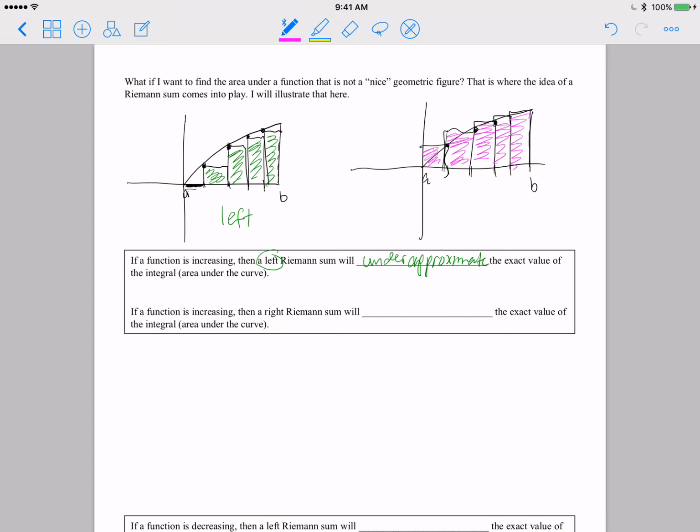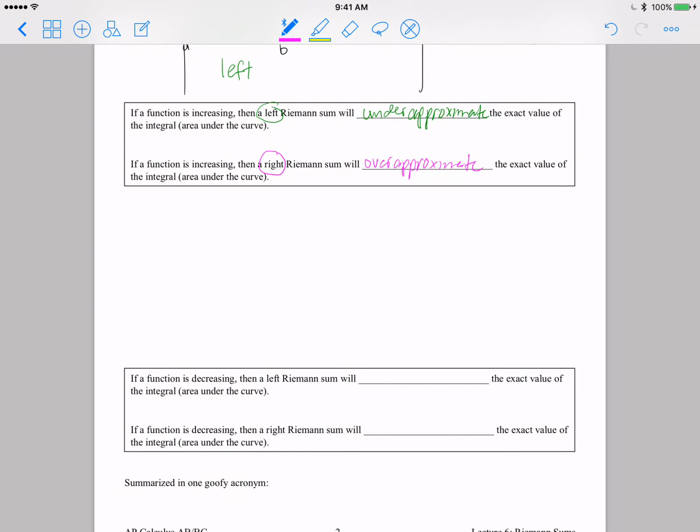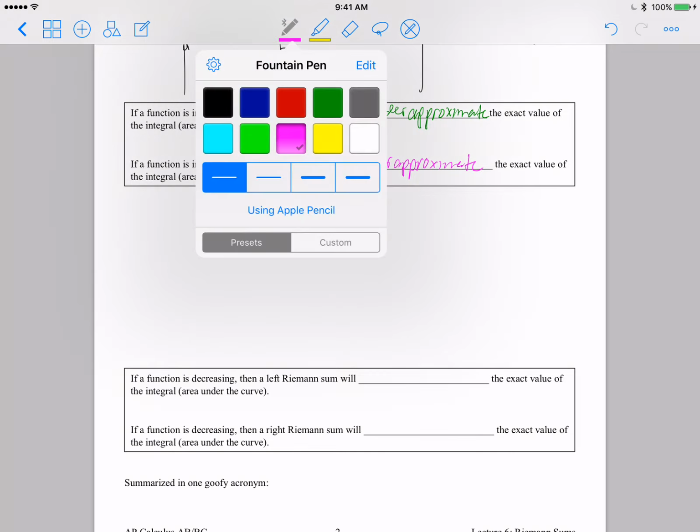Okay, so what that means is that if a function is increasing, and notice that both of these functions were increasing in my picture, then a right Riemann sum will over-approximate the exact value of the integral or the area under the curve. Okay, well, what if the function is decreasing? Do you think it's going to be the same? Okay, well, if you answered no, then you're correct.